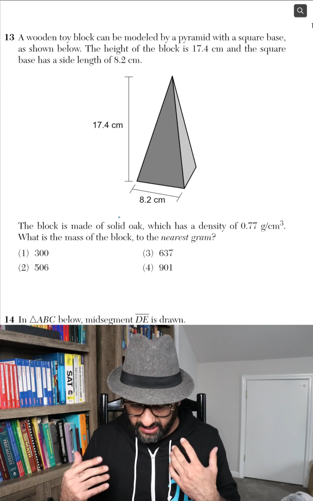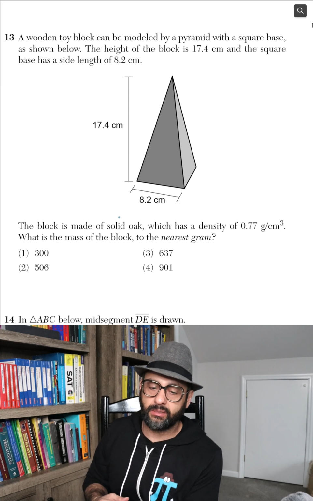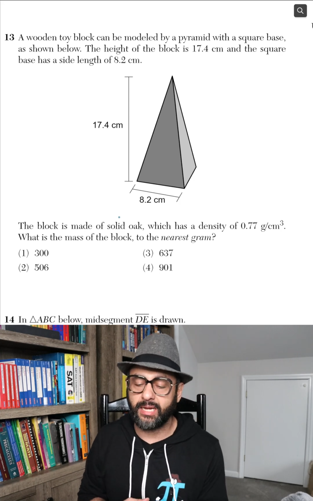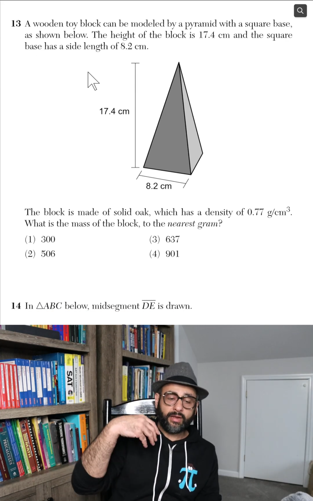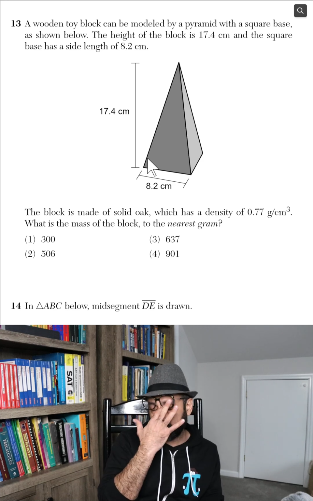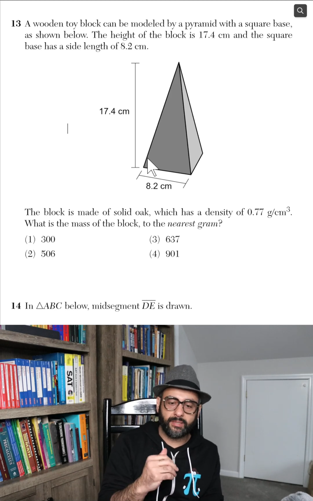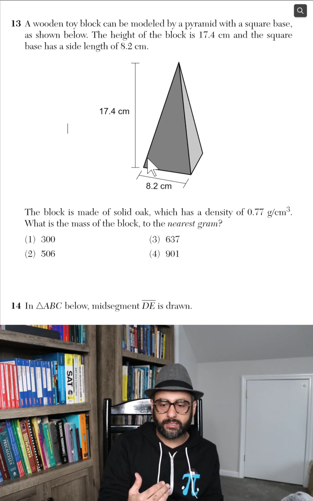The block is made of solid oak, which has a density of 0.77 grams per centimeter cubed. What is the mass of the block to the nearest gram? Now, if I didn't know how to do this problem at all, I might put this thing in a box, pretend like it's a gift, get the volume of the box, use that to estimate the volume of the pyramid, and then use that to estimate the mass.